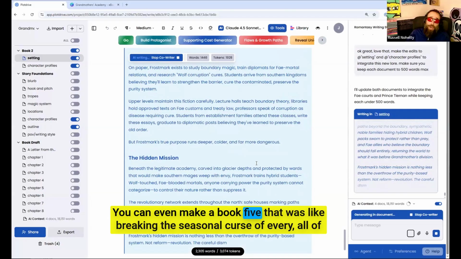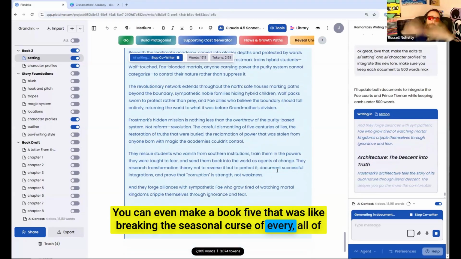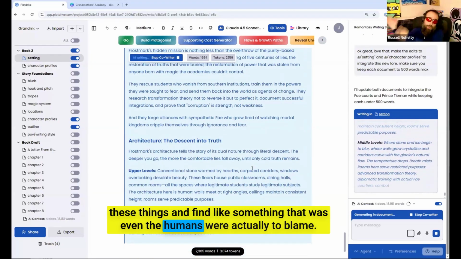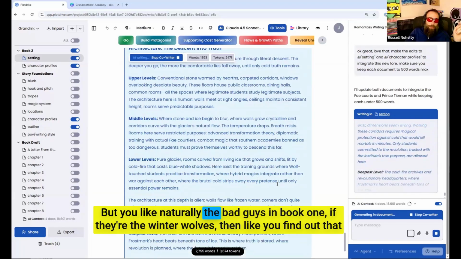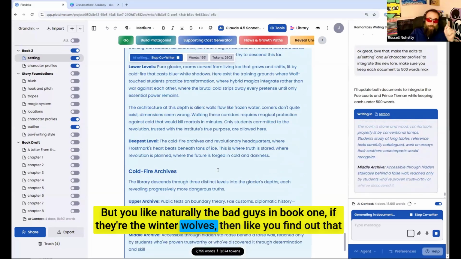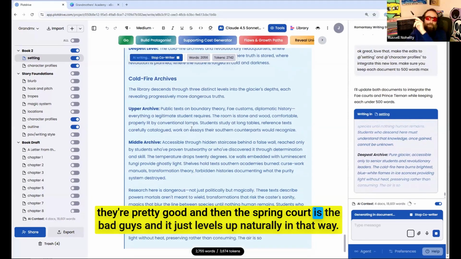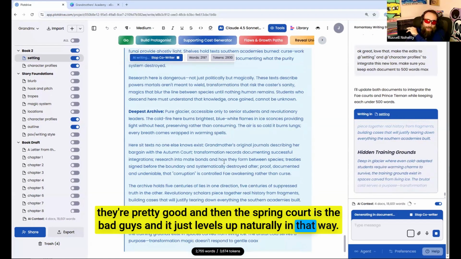You can even make a book five that was like breaking the seasonal curse of all of these things and find something where the humans were actually to blame. But naturally, the bad guys in book one, if they are the winter wolves, then you find out that they're pretty good. And then the spring court is the bad guys, and it just levels up naturally in that way.